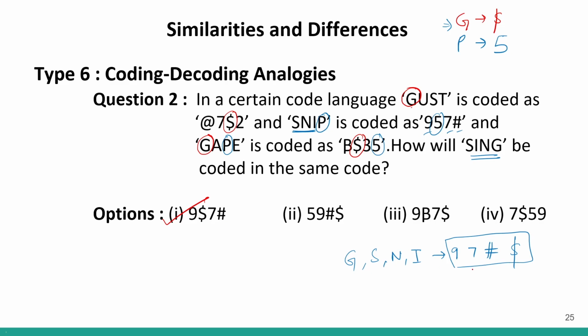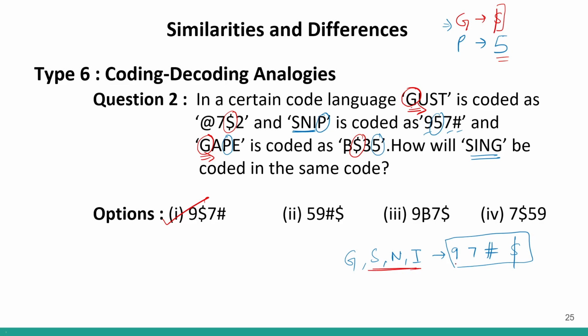So how did we do this question? We looked at the words and found the common. When I looked at this word and this word, I can see one common, that is G. So I found the code for G. Similarly, over here in snip and gape, the only common letter I could find was P. So I found the code for P. Now the remaining letters were S and I. The remaining codes were 97 and hashtag.